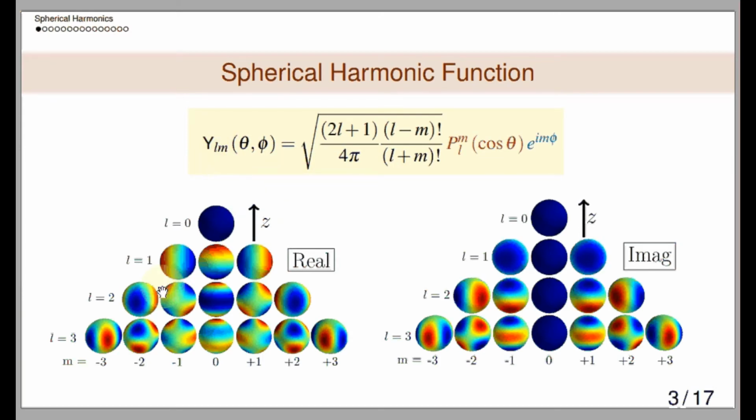So for example, when L equals 2, my m ranges from minus 2 to 2, that is minus 2, minus 1, 0, 1 and 2. The function itself has a normalization constant multiplied with an associated Legendre polynomial in terms of cos of theta and a complex exponential in terms of phi. So this is in variable separable form because this part is a function of theta alone and this complex exponential is a function of phi alone.